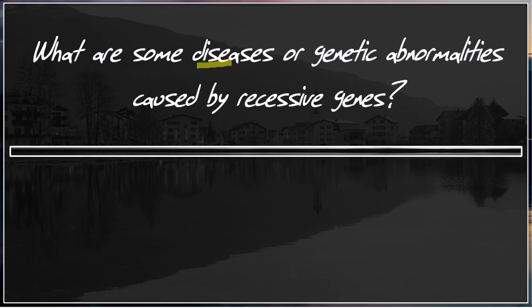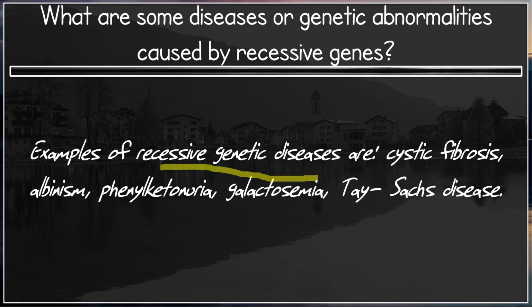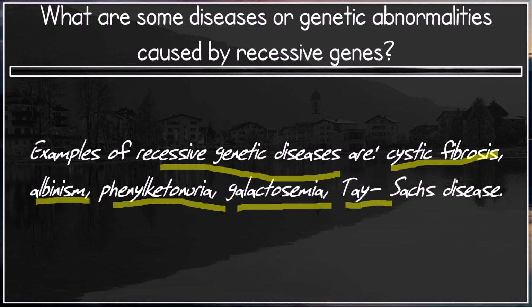What are some diseases or genetic abnormalities caused by recessive genes? Examples of recessive genetic diseases we have are cystic fibrosis, albinism, phenylketonuria, galactosemia, Tay-Sachs disease.